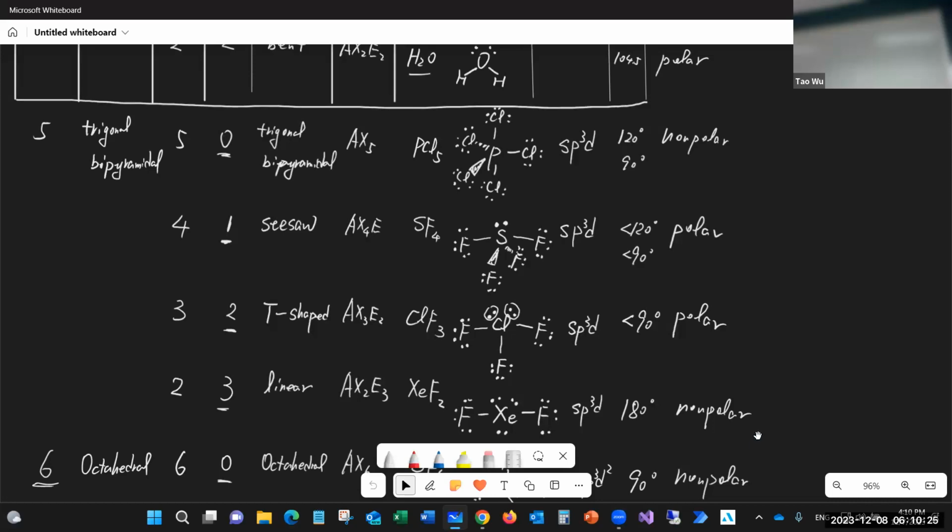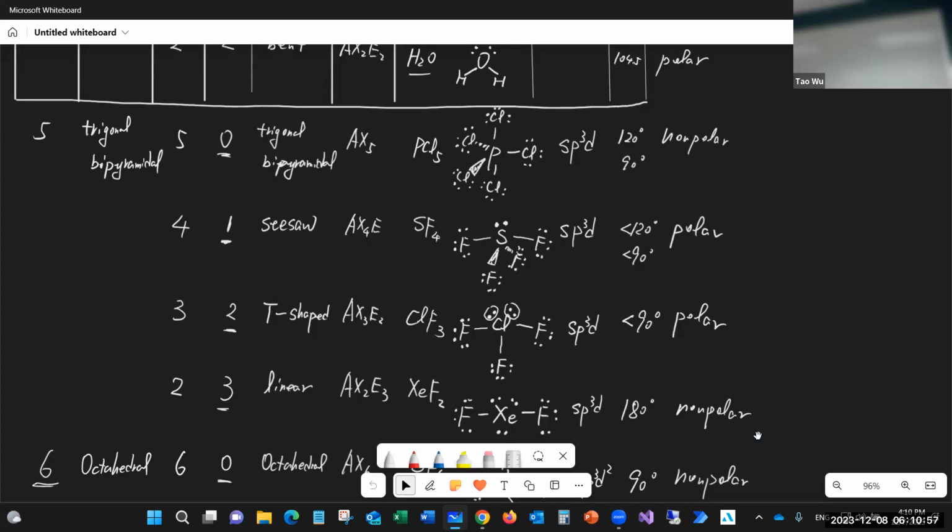Another exception is if there is a 6 electron domain and they lose 2, becoming like this. Then one lone pair is over here, and one lone pair is over here. Those 2 lone pairs push equally on the middle 4 atoms, so generally this also makes it nonpolar. That's why there are only those 2 exceptions. The rest of the others, if they have lone pairs, are all polar molecules.